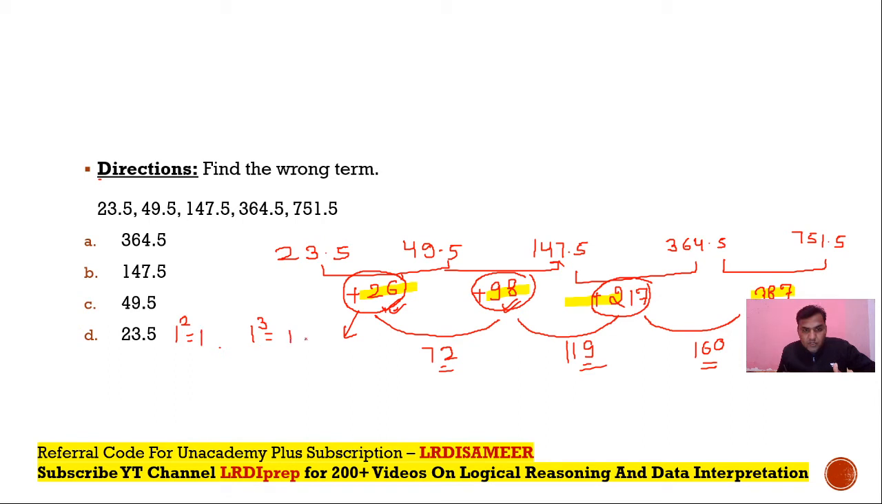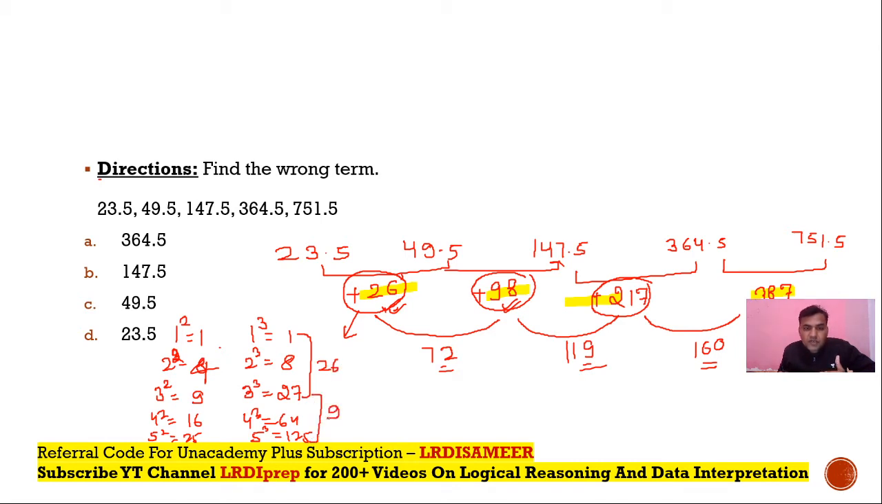1 square is 1, 1 cube is 1, 2 square is 4, and 2 cube is 8. 3 square is 9, and 3 cube is 27. 4 square is 16, and 4 cube is 64. 5 square is 25, 5 cube is 125. Do you see anything here? Yes, 27 minus 1 is 26. 125 minus 27 is 98. This is something that you need to observe.